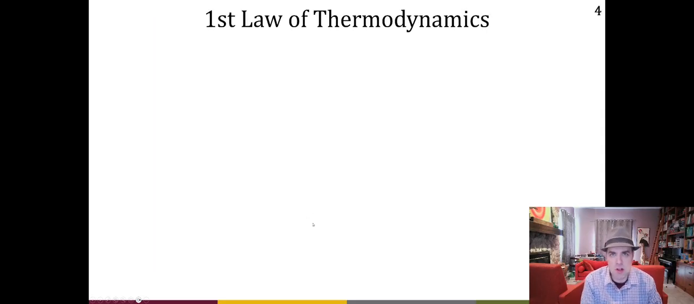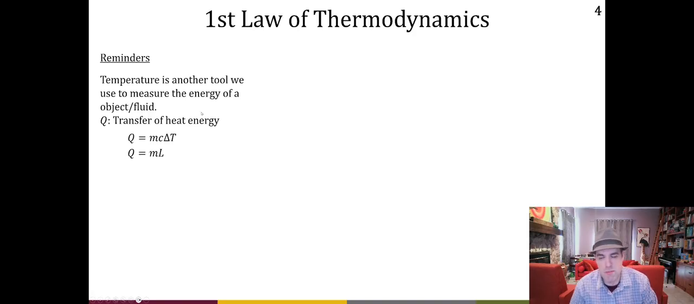Next is the first law of thermodynamics. To start, we'll do a little bit of reminders from last week. Temperature is another tool we use to measure the energy of an object or fluid. Now, when I say fluid, that means gas and liquid. They're both fluids. And Q is the transfer of the heat energy we talked about. And there are two types.